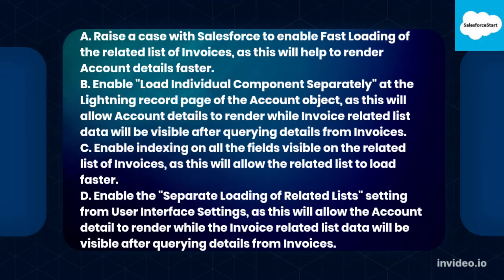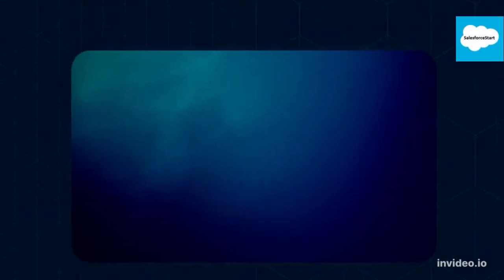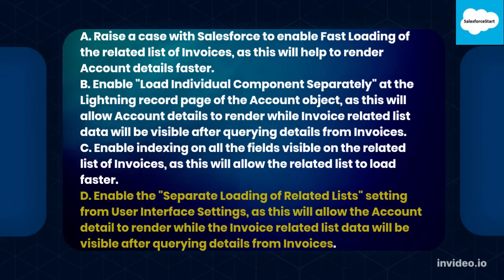D. Enable the separate loading of related list setting from user interface settings, as this will allow the account detail to render while the invoice-related list data will be visible after querying details from invoices. The answer is option D. Enable the separate loading of related list setting from user interface settings, as this will allow the account detail to render while the invoice-related list data will be visible after querying details from invoices.